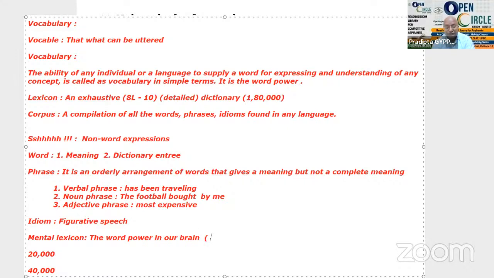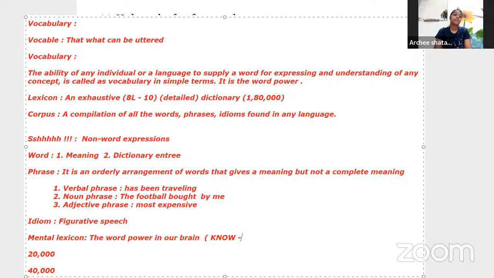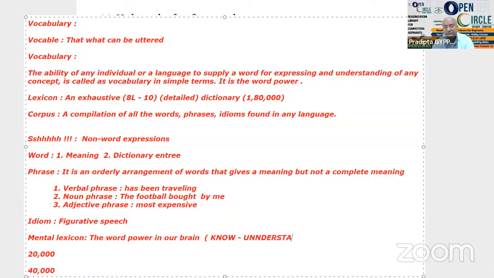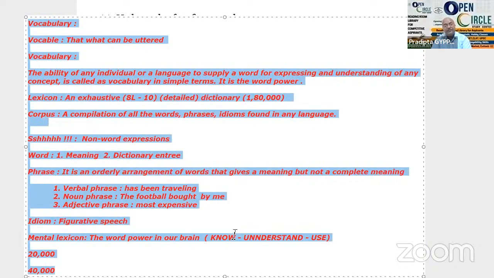It is also, there are three components: know, understand, and use. Without these three dimensions, vocabulary is incomplete. But I would like to spend some time here with you, to make you realize how this works.